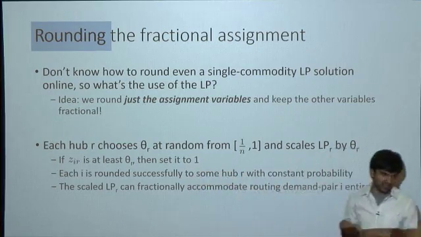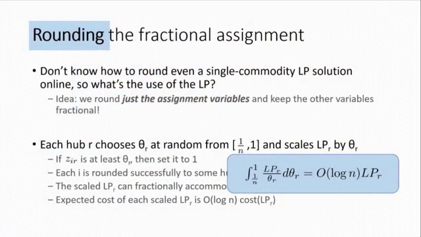This simple calculation says that every SITI is assigned to a hub with constant probability, because the summation of ZIR was at least 1. Furthermore, each scaled LP can fractionally route the assignment. We have scaled by this theta R and ZIR was at least theta R, so fractionally the inner LPs can satisfy the assigned terminals. Finally, the expected cost of every scaled LP is small because it's simple scaling by 1 over x, and x is randomly between 1 and 1 over n. So the expected value of this is just log n.